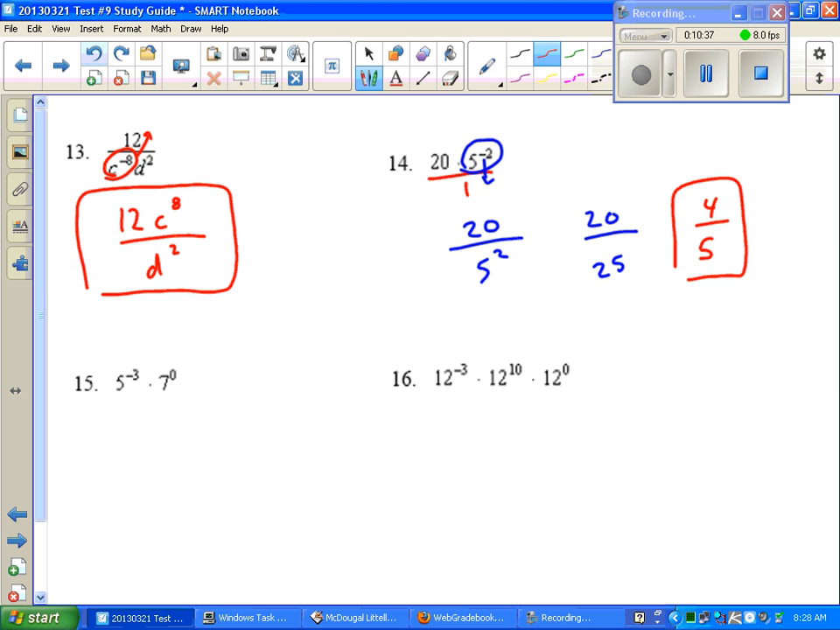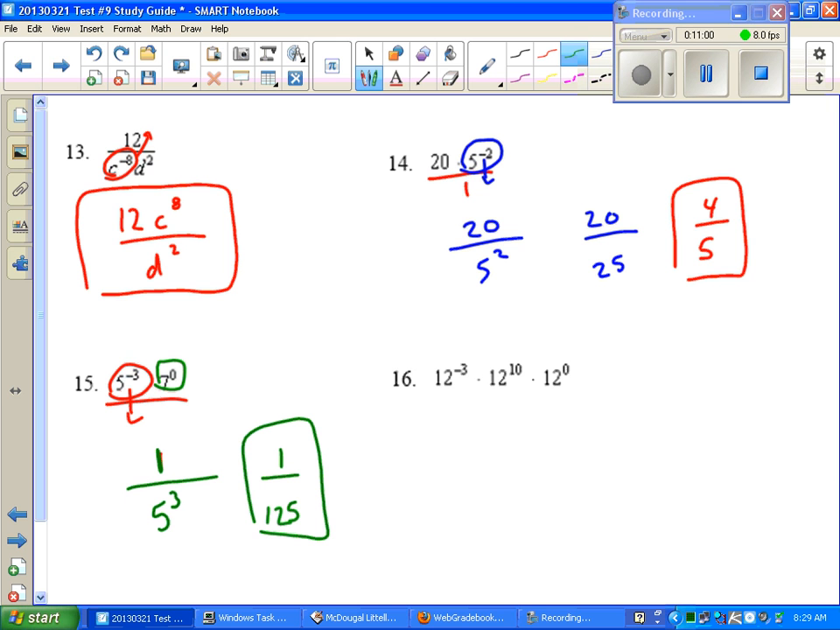We have 5 to the negative third times 7 to the 0. What needs to ride the elevator needs to go down. It becomes 7 to the 0, which we know is 1. All we did was take this value here, 7 to the 0. Anything to the 0 is 1. Over 5 to the third power, because it becomes positive. 5 to the third is 1 over 125, because 5 times 5 is 25, times 5 more is 125.